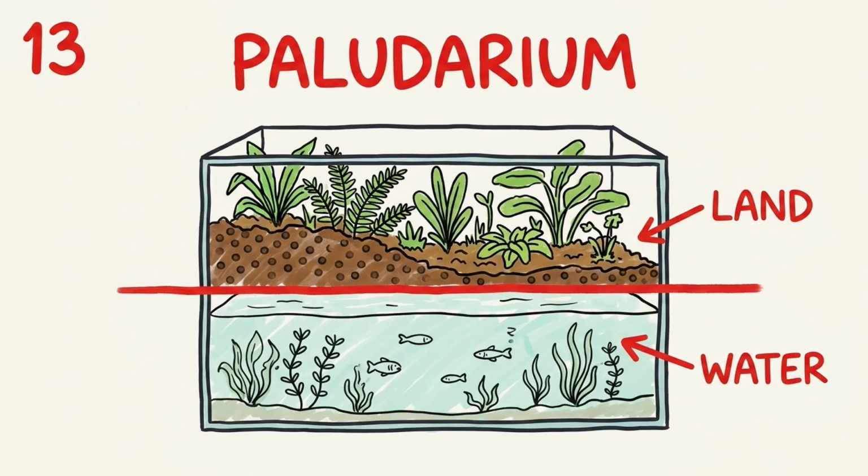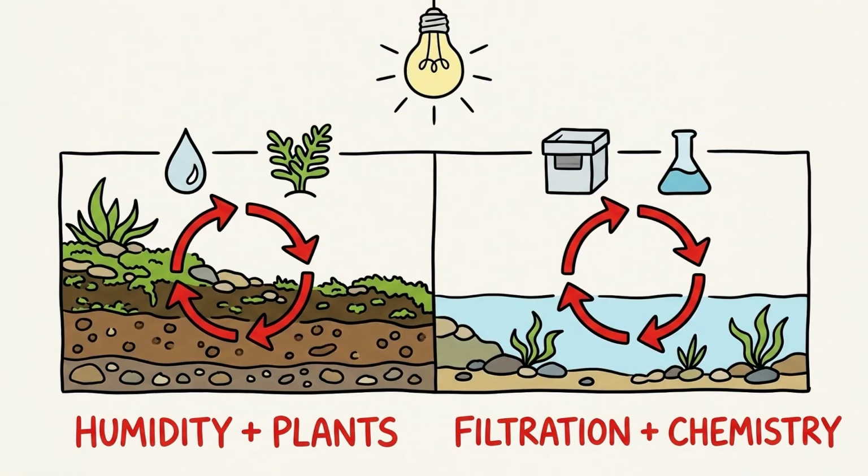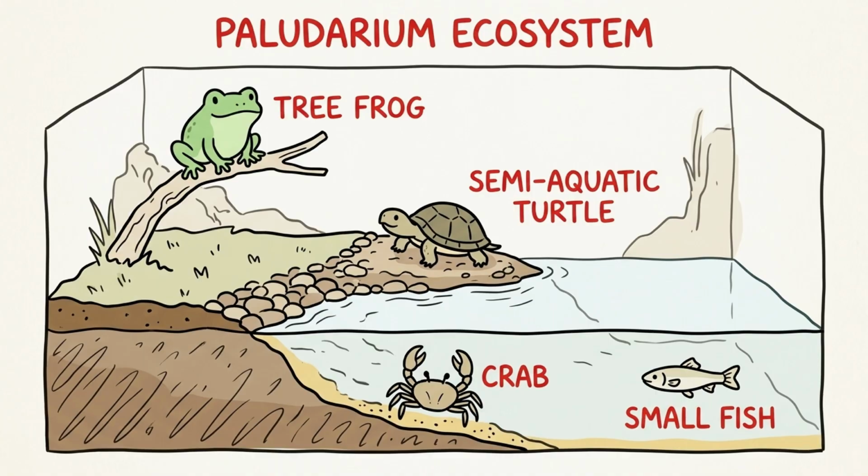13. Paludarium. A paludarium combines land and water in a single enclosure, replicating swamps, jungle streams, and river edges. Both sections must function independently. The land side manages humidity and plants, while the water side manages filtration and water chemistry. Unlike a standard vivarium, it is essentially two separate environments built inside one tank. Tree frogs, semi-aquatic turtles, crabs, and small fish are common residents. Both sections must be maintained simultaneously without either compromising the other.